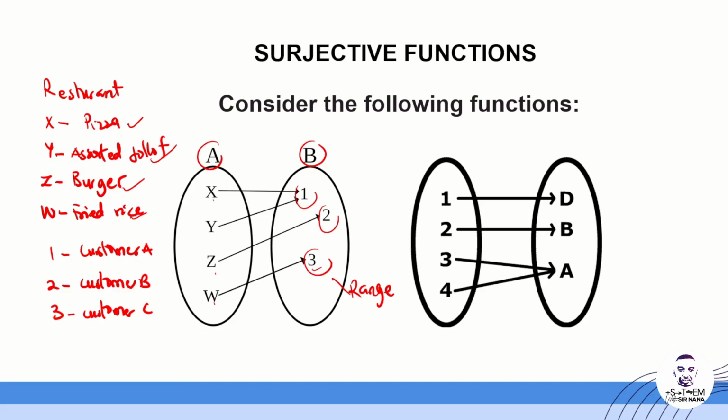So there is no member within the codomain that does not have a mapping, or that is not mapped to the members in the domain. As you can see here, A, which is in the codomain, is mapped to 3 and 4, or has as its domain 3 and 4. Then B as well has 2, and D has 1. So you realize that the codomain here is also the same as the range of the function. We call the surjective function an onto function. So another name for the surjective function is an onto function.